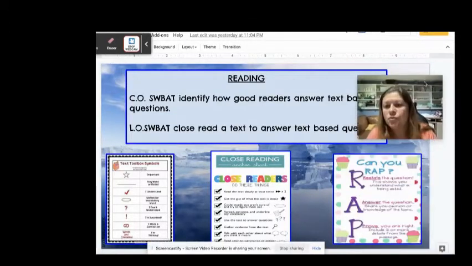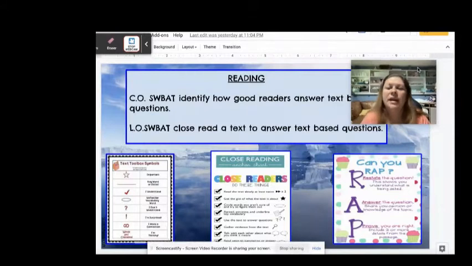All right, there's one more strategy I want to talk about, and that is RAP. Can you rap? Restate the question. This shows you understand what is being asked. Answer the question. Share your opinion or knowledge of the topic. And prove you are right. Include 2 or more details from the passage.